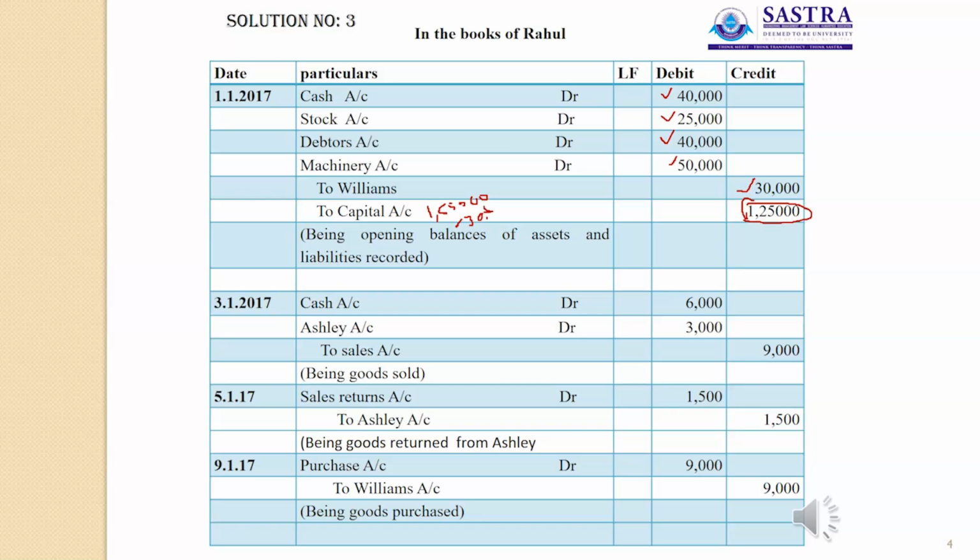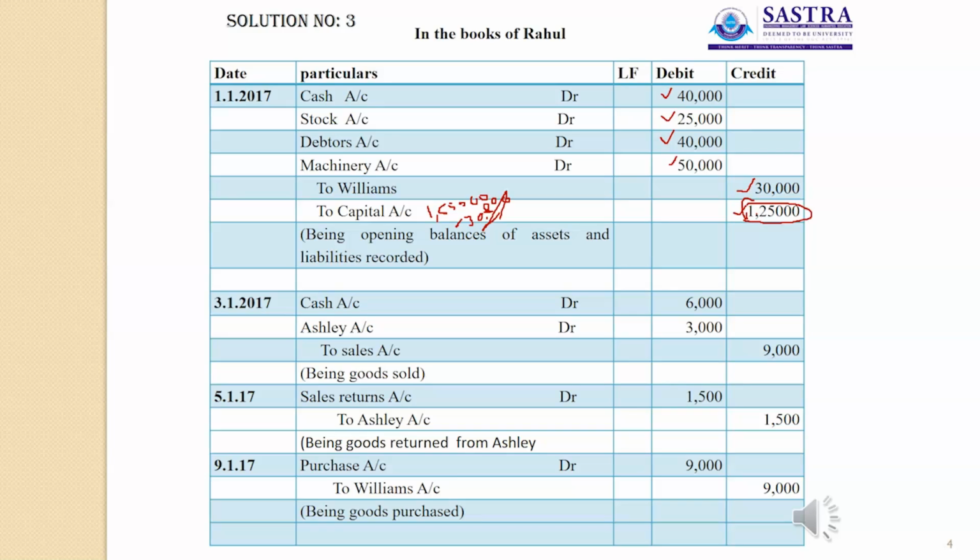Creditors value 30,000. So 1,55,000 minus 30,000 is 1,25,000. 1,25,000 is considered as the amount of capital. So what is the journal entry?